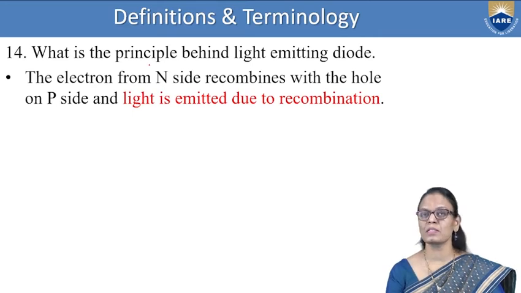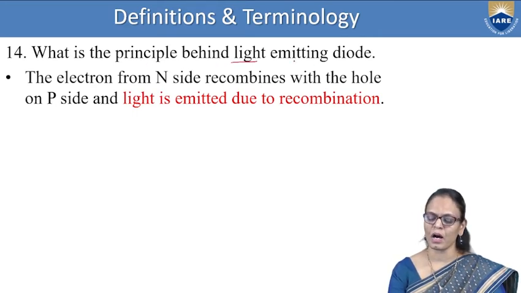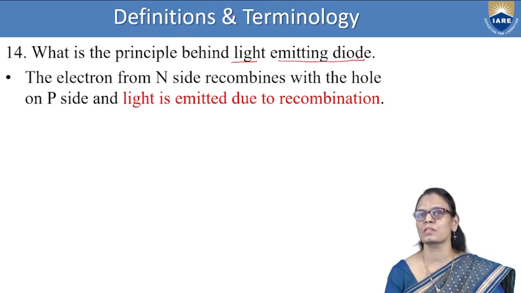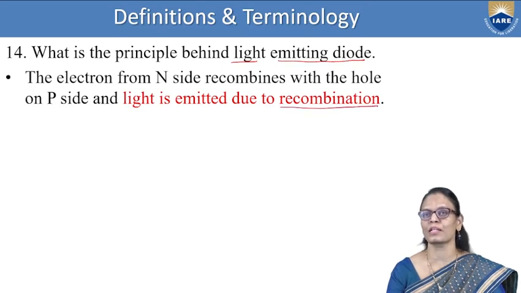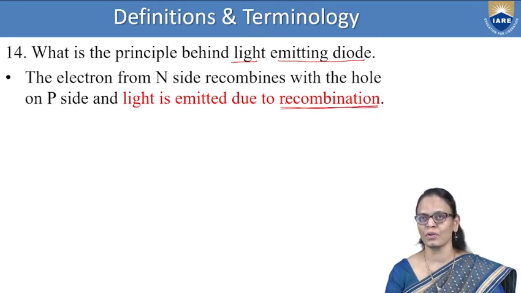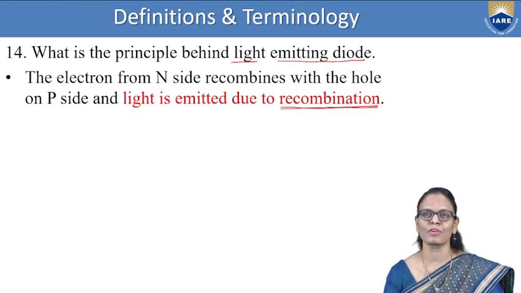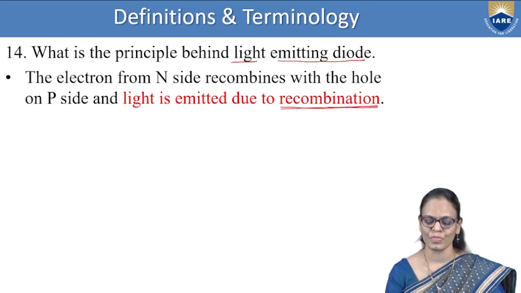Now, what is the principle behind a light emitting diode? How is it emitting light? The electron from the N side recombines with the hole on the P side and light is emitted due to recombination. We have already discussed what recombination is. It is the reverse process of carrier generation, where an electron combines with a hole, and whenever this recombination occurs, energy is emitted in the form of radiation, which we call a photon. So light is emitted.